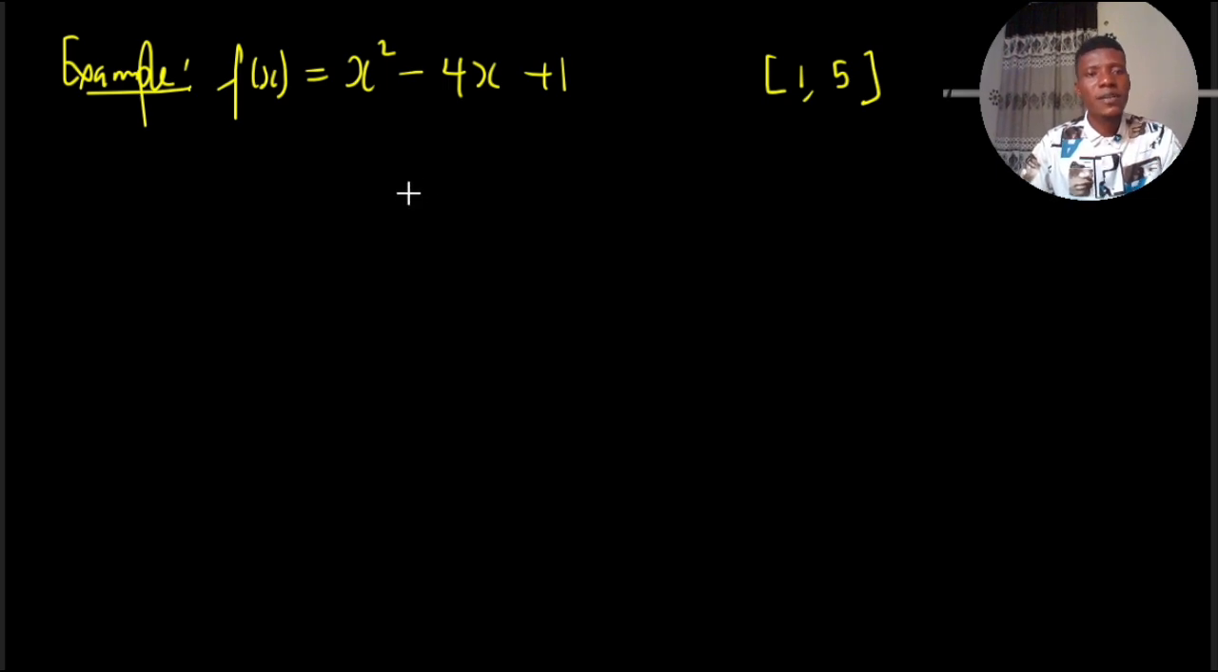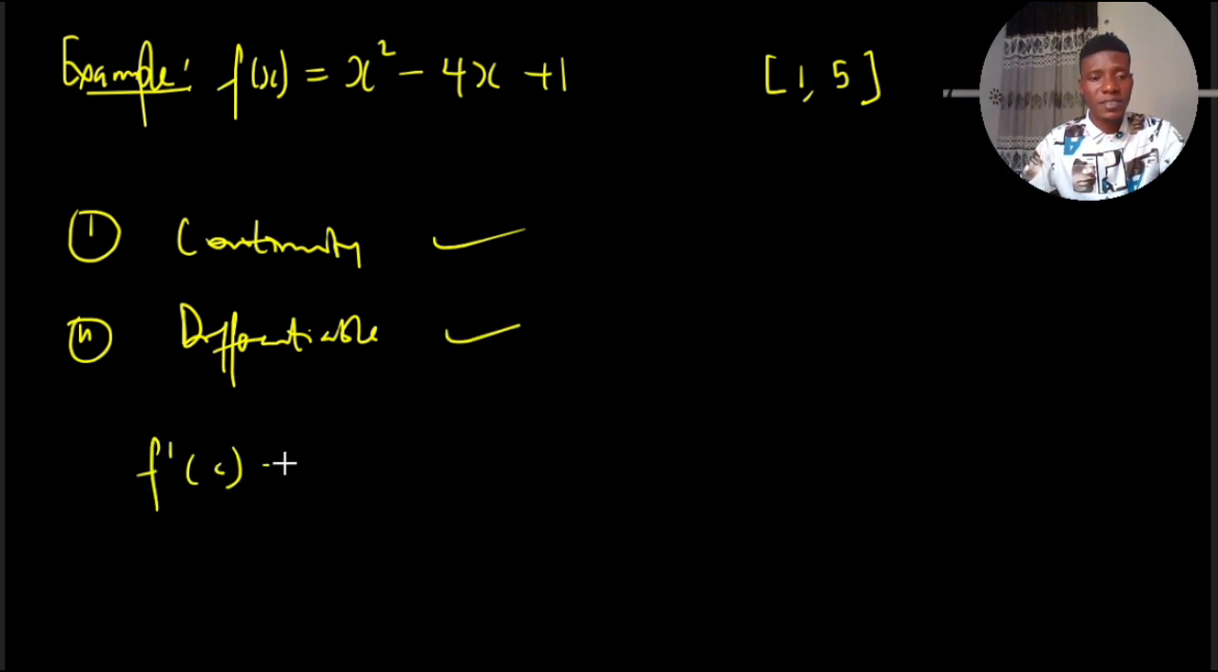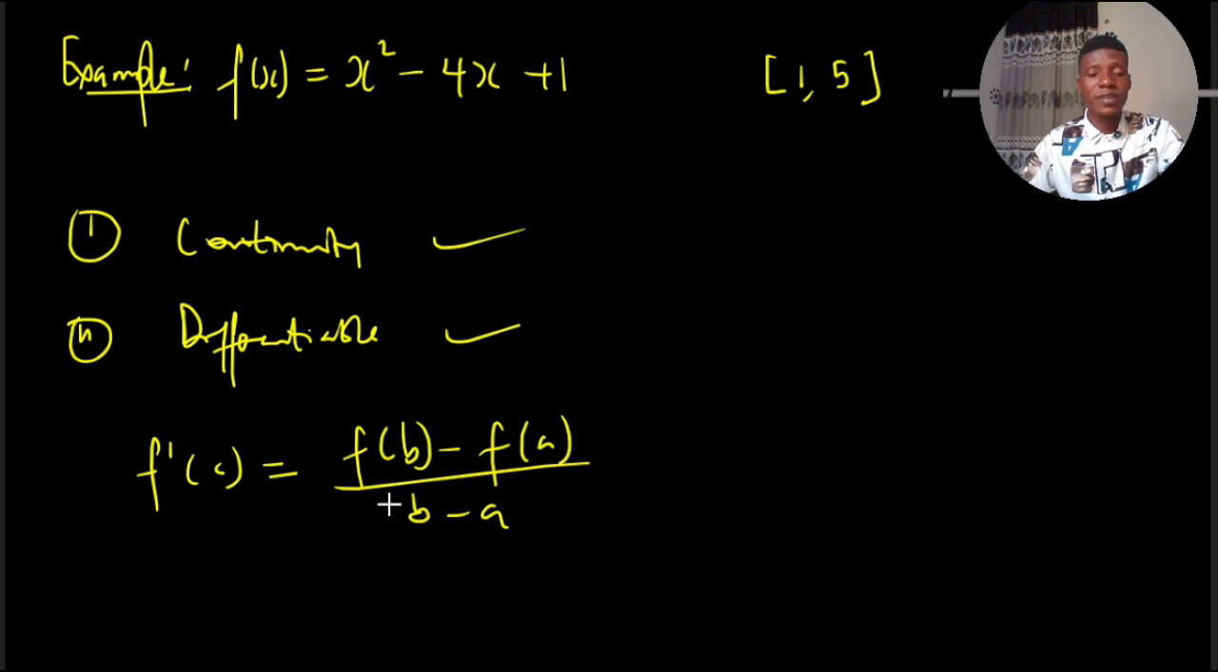Since this is a polynomial function, it means that the first condition and the second condition are met, which means that it is continuous and also it is differentiable. Our conclusion means that there exists f prime of c such that f of b minus f of a over b minus a is equal to f prime of c. Now, what is our a? Our a is 1 and our b is 5.